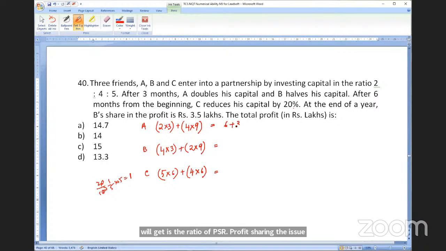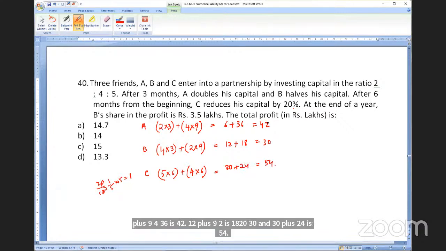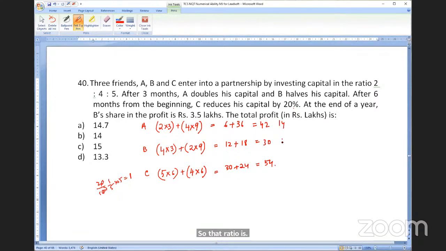6 plus 9 times 4, 36, is 42. 12 plus 9 times 2, 18, is 30. And 30 plus 24 is 54. So the ratio is 3 times 14, 3 times 10, and 3 times 18. So it comes down to 7, 5, 9. The ratio is 7:5:9. The PSR that we have calculated is 7:5:9.